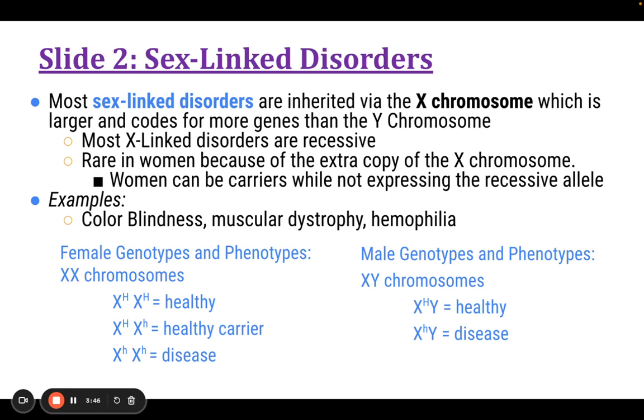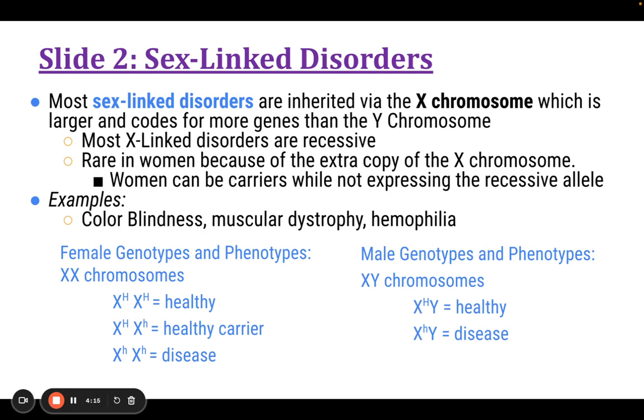So, examples of sex-linked disorders you might want to commit to memory, because these are the ones that get used frequently, are colorblindness, muscular dystrophy, and hemophilia. Muscular dystrophy is whenever the muscles start to break down and get weak over time. This usually happens kind of early in life. Hemophilia is the inability to form blood clots, so the blood doesn't clot effectively after an injury.